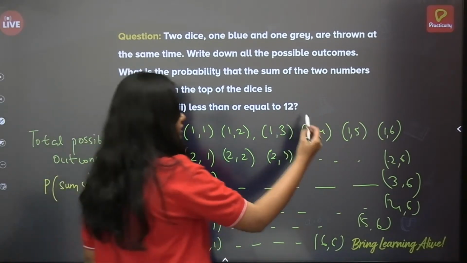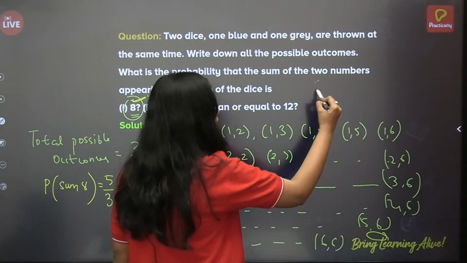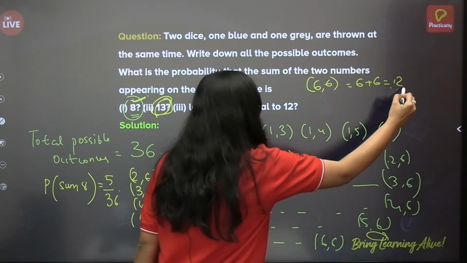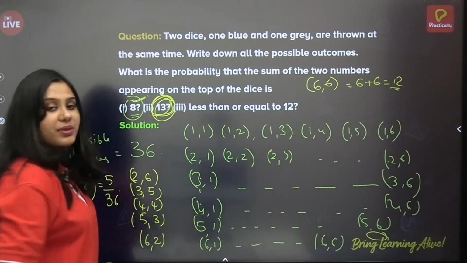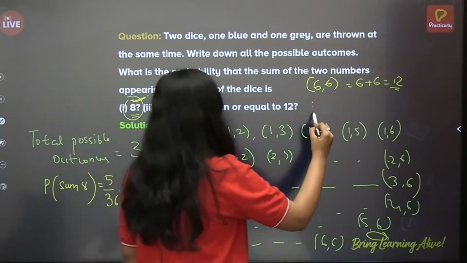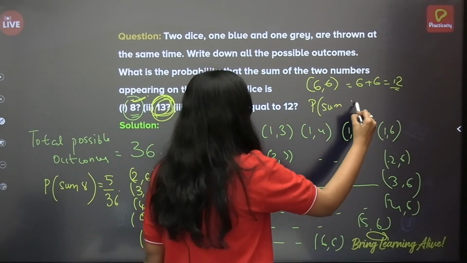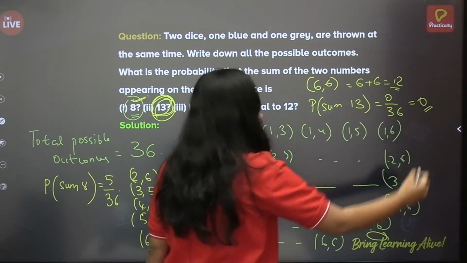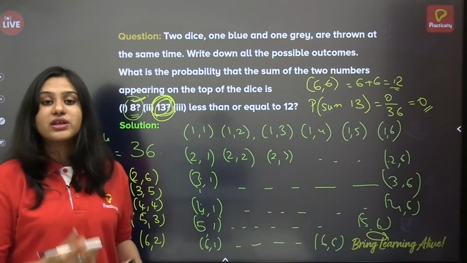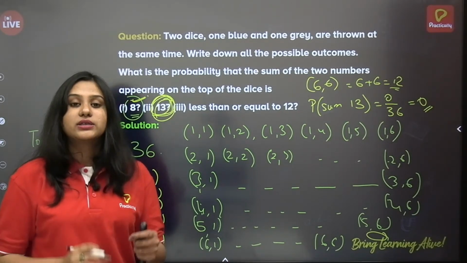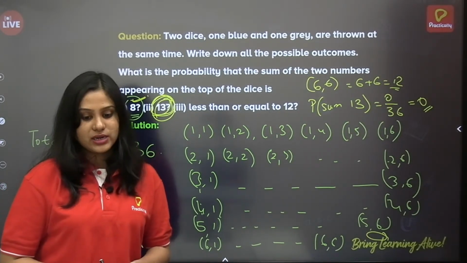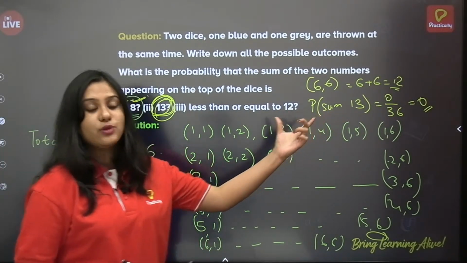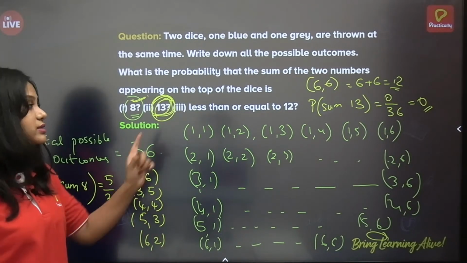I know that the greatest numbers are 6 and 6, correct? So what is 6 plus 6? It is 12. So there is no chance I would be getting the sum 13, right? So the probability of sum 13 is 0 by 36, that is 0. So what do we call an event when the probability is 0? It is called an impossible event, correct? So the probability of getting sum 13 when 2 dice are rolled is 0.